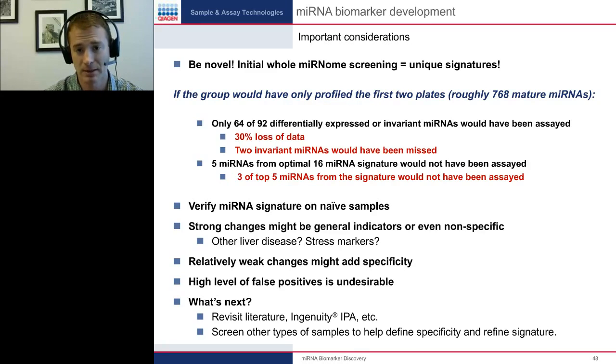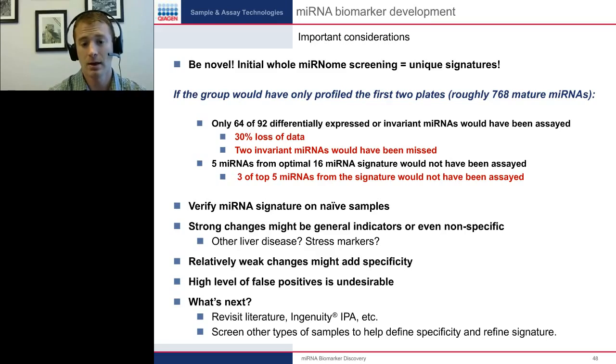And don't underestimate the importance of this. Invariant microRNAs are critical to the success of your experiment. Without these, you won't be able to properly normalize your data. Also, 5 microRNAs from the optimal 16 microRNA signature would not have been assayed, including 3 of the top 5.